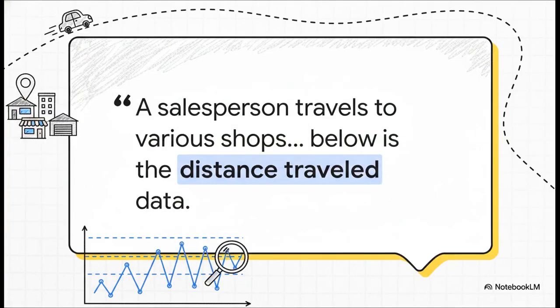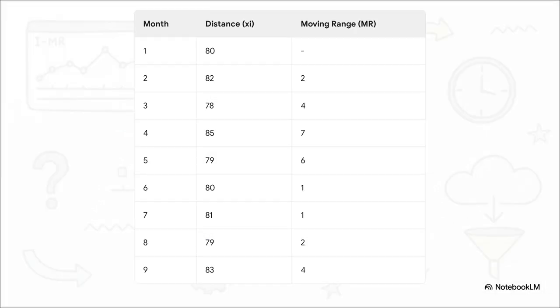To bring this to life, let's use a really practical business case. Imagine you're a sales manager, and you're tracking the monthly miles driven by one of your salespeople. You need to know, is their activity level consistent, or are there weird fluctuations you should be looking into? The IMR chart is the perfect tool for this. Okay, so here's our raw data.